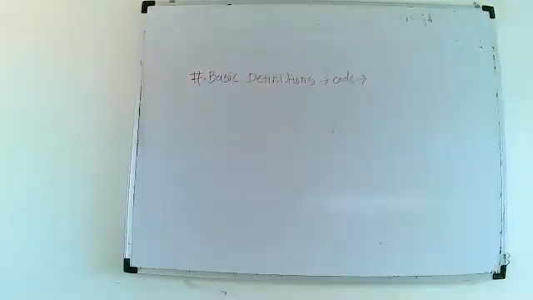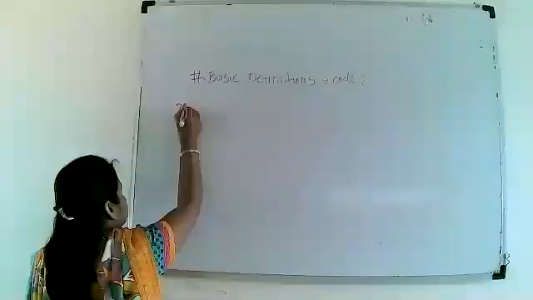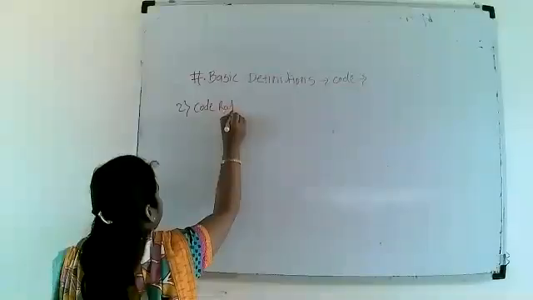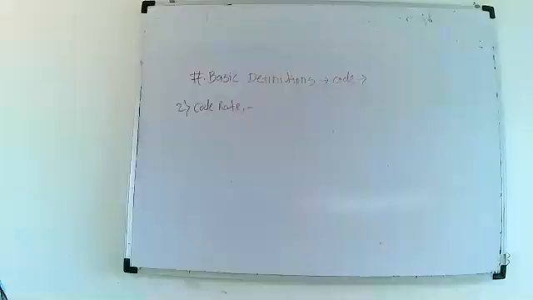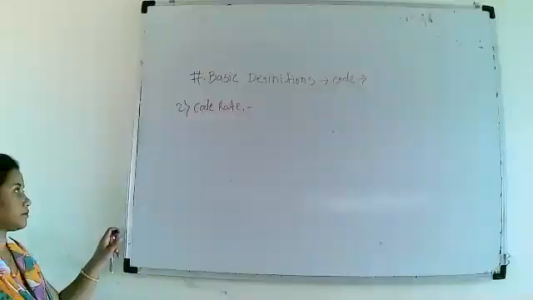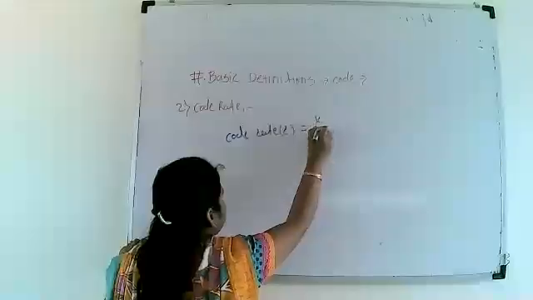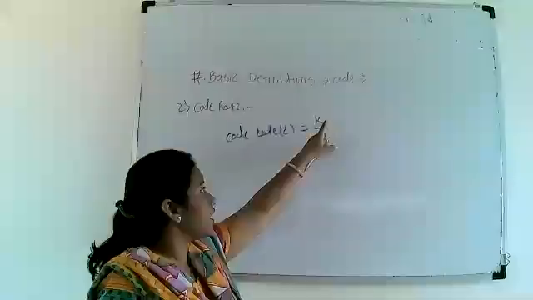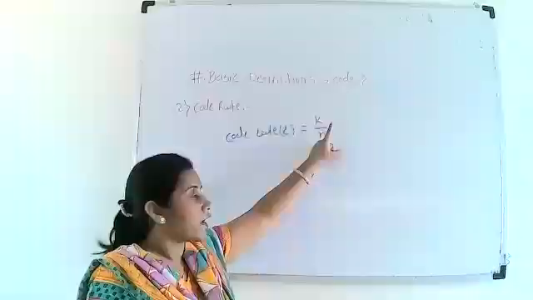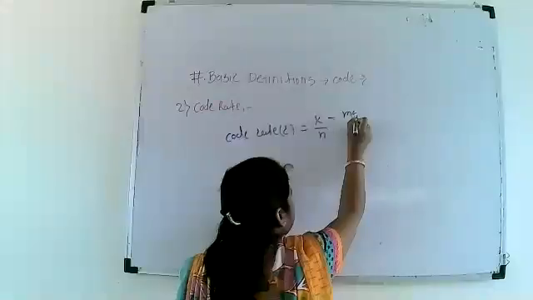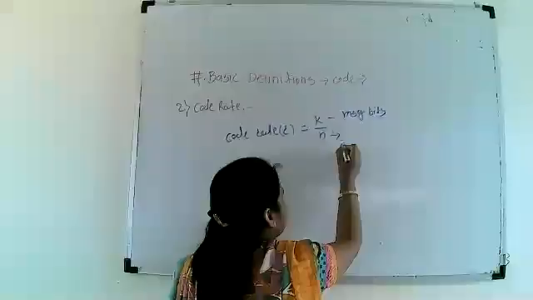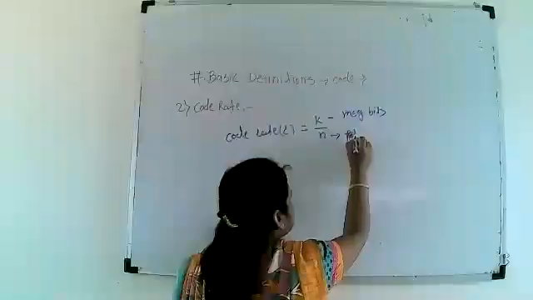Now the next definition, code rate. The second definition is the code rate. Code rate is defined as the ratio of the number of message bits k to the total number of bits n in a code word. Code rate R is nothing but k by n. We have already seen in the code word that k is the message bits and n is the total number of bits.